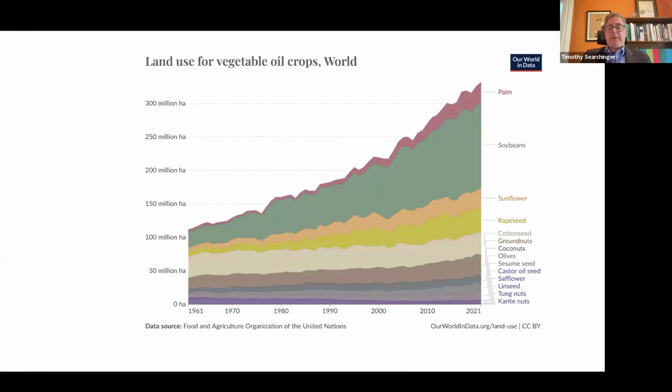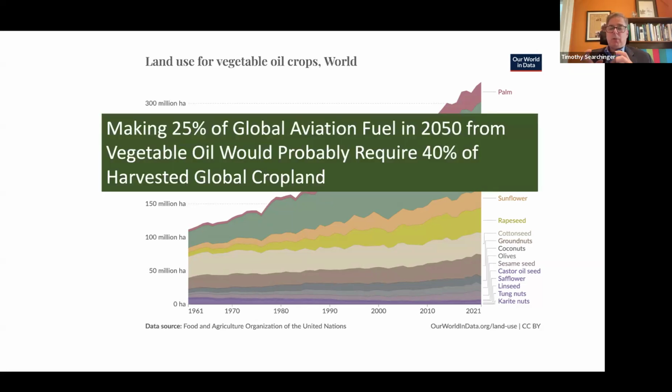Another issue is there's this big push to make aviation fuel from vegetable oil. And there's a question of whether that would be subsidized. Again, as I showed you, the emissions using carbon opportunity costs are probably 4 times the savings, at least 4 times the savings from jet fuel. And if we were to try to produce 1/4 of global aviation fuel in 2050 from vegetable oil, it would require an additional 40% of the world's cropland. A tripling, basically, of vegetable oil production.